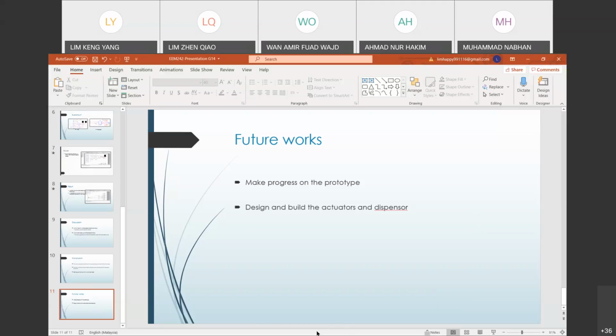Okay, thank you, Keng Yang and Chen Xiao. Are you finished? Yeah, finished. Okay. Thank you, Group 14, Keng Yang and Chen Xiao. Now can we proceed? We continue with Group 1, Abdul Kadir and Ahmad Nur Hakim. Please.